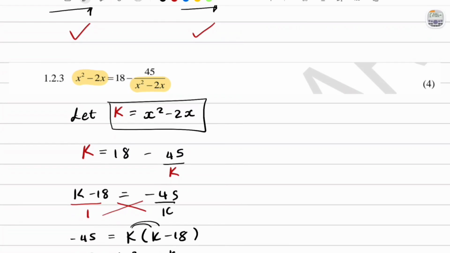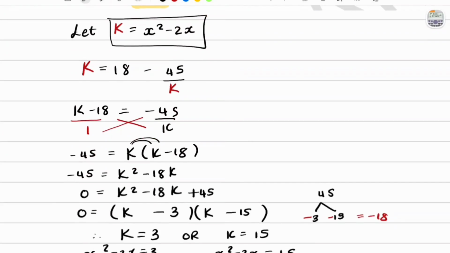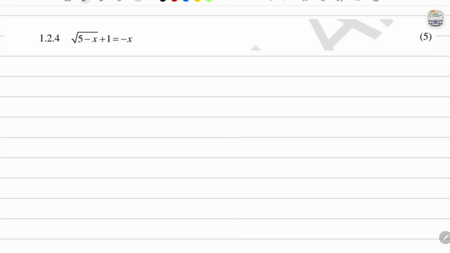You have to use the K method. You have to learn to identify where repetition happens. Okay, it usually happens like that, where that would be on the denominator. Okay, so that is 1.2.3, and we can go ahead and move on to 1.2.4. Okay, 1.2.4, we have an equation with surds.